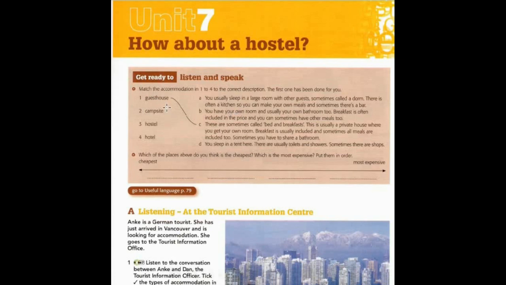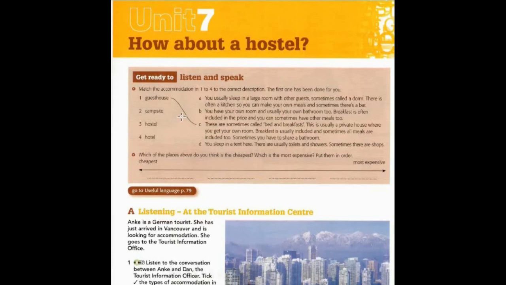Simply, the first one is done for us, really. We need to know what is the first one. The guest house. These are sometimes called bed and breakfasts. This is usually a private house where you can get your own room. Breakfast is usually included and provided, and sometimes all meals are included as well. Sometimes you have to share a bathroom.